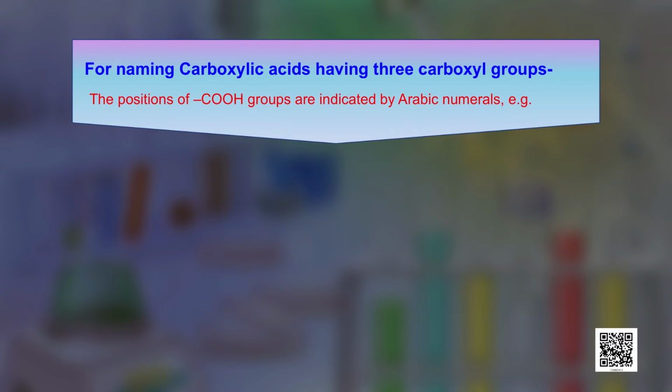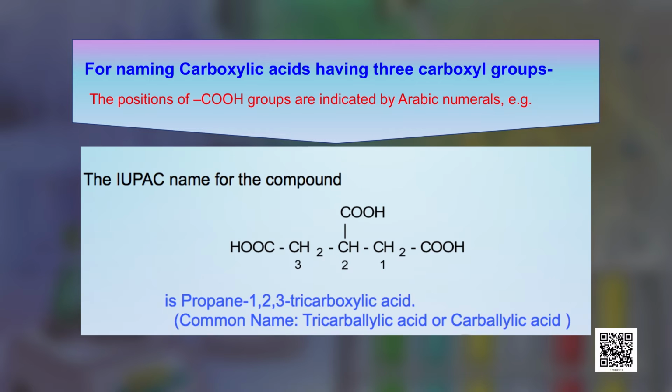Now coming to the nomenclature of a carboxylic acid having 3 carboxyl groups, the positions of the COOH groups are indicated by Arabic numerals in the names. The IUPAC name for this compound, which is shown here, is propane 1,2,3 tricarboxylic acid, and its common name is tricarballylic acid.